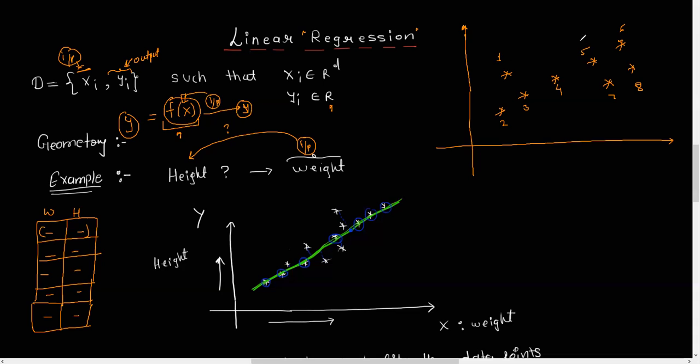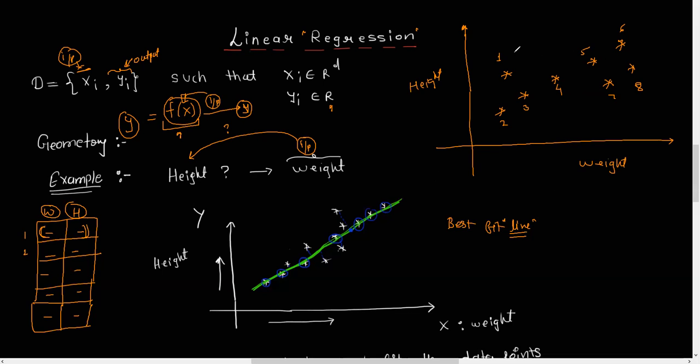Here 1, 2, 3 just represent the points. This point is this one, so this is one coordinate. I'm taking weight on my x-axis and height on the y-axis. After doing the scatter plot of these two things, I'm trying to find the best fit line. What do you mean by best fit line? I can get a thousand lines, but out of those lines, which one is the best line?